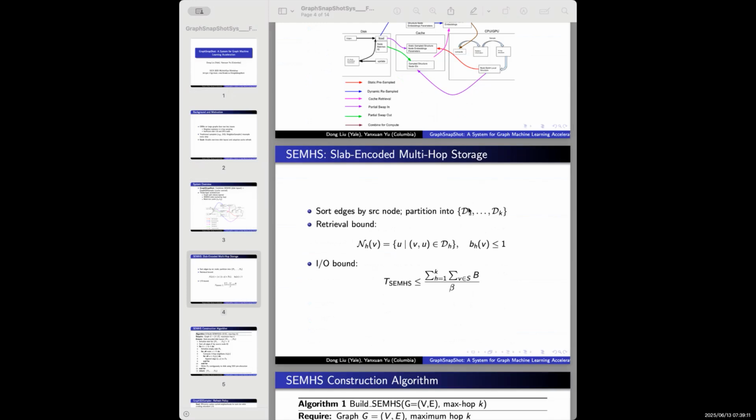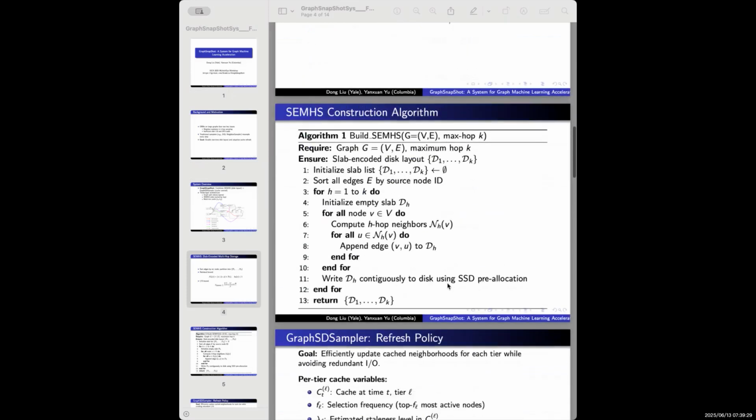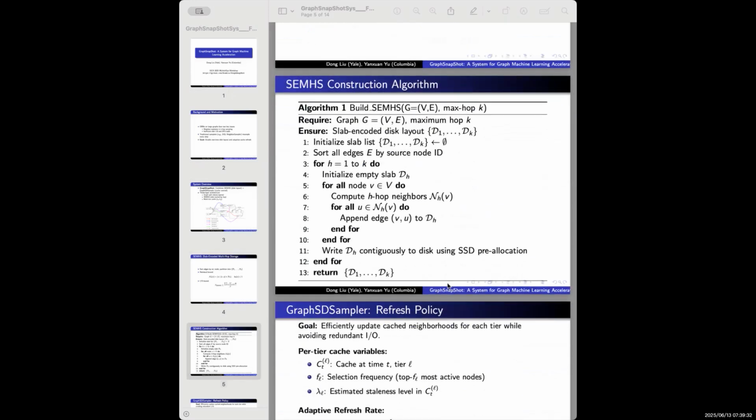We also give the upper bound of the SEMHS computation. This means that each node is guaranteed to access at most 1 block per hop, with a guaranteed upper bound on time. And here is the algorithm.